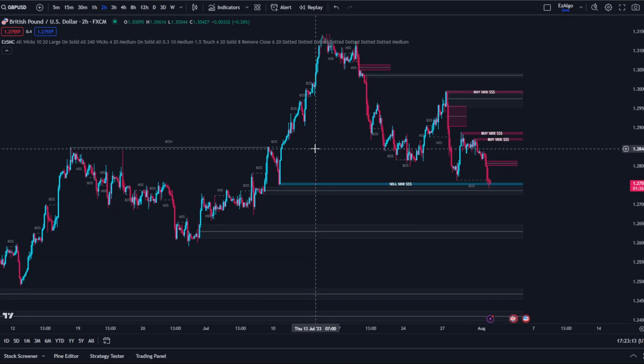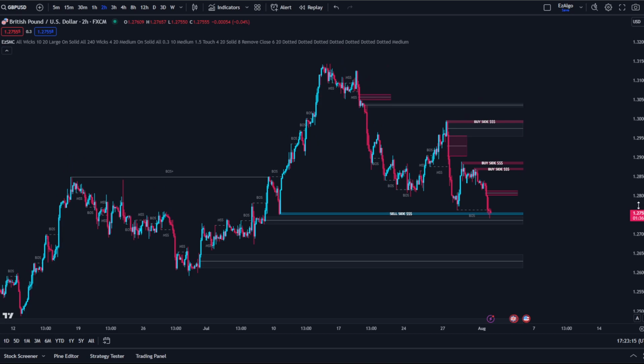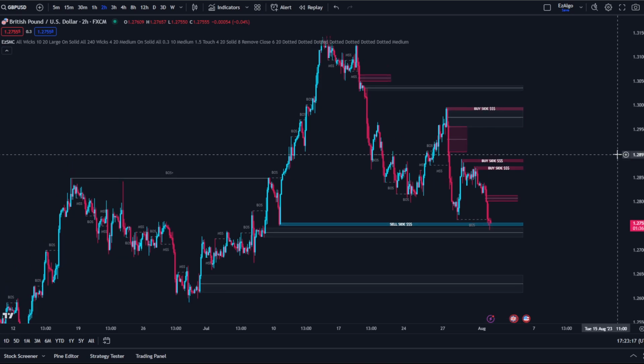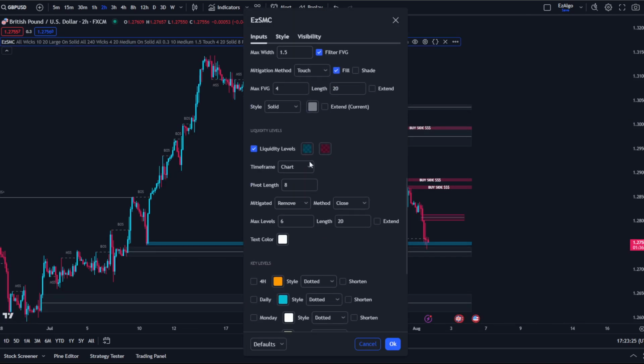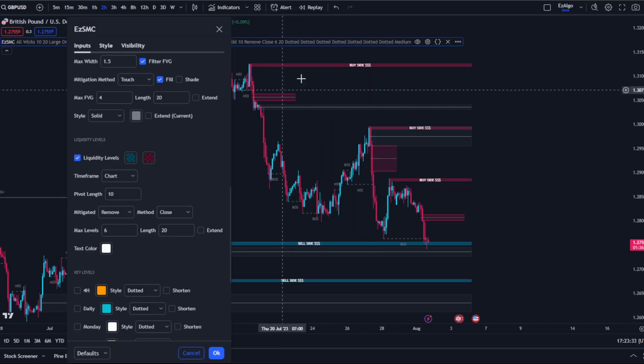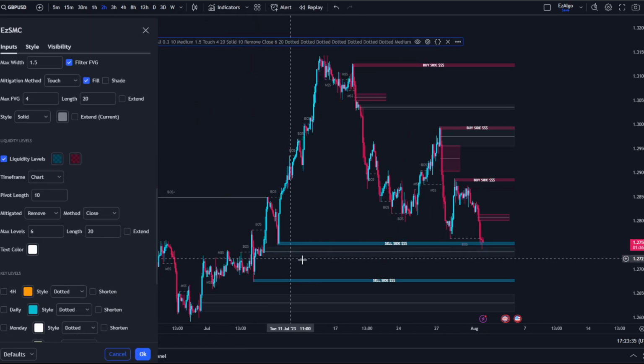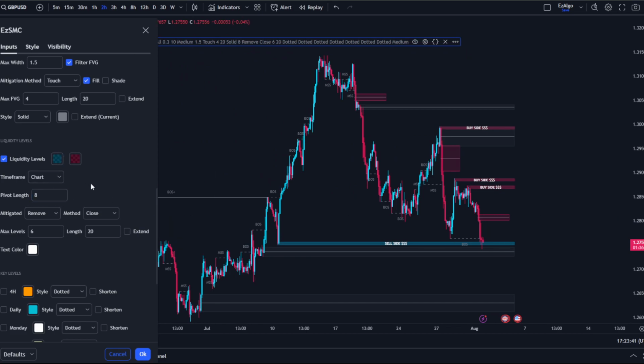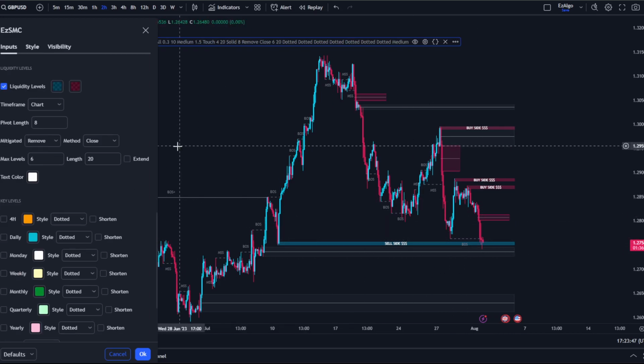Obviously you want to use higher time frame levels, higher time frame order blocks when you're trading, no matter what time frame you're entering on. You can also change the pivot length if you want to show more levels, right? Showing the buy side liquidity and sell side liquidity over here. You could do that as well, increase the pivot length to 10. Personally, I like to focus on the current structure, so I'll keep that a little bit lower. I'll keep it on 8. We have the max levels as well, and also an option to extend it if you want the liquidity levels going through your entire chart.